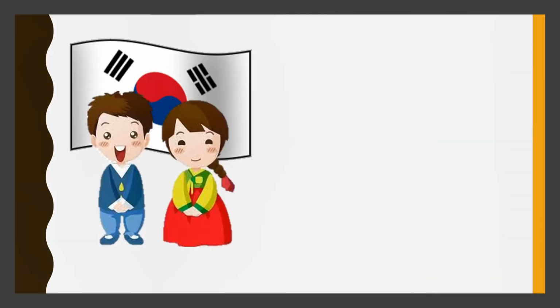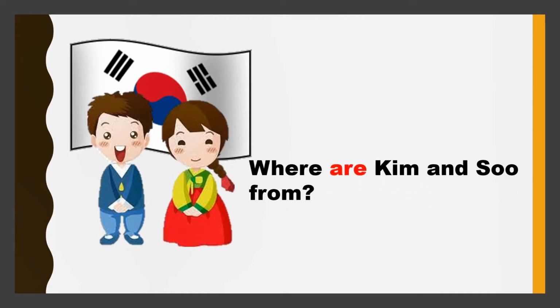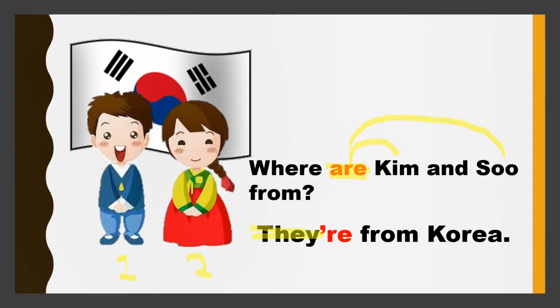Alright. Next example. Where are Kim and Sue from? When you see the word are, it means there are more than one. One Kim, and then the other one, Sue, two. So there are two people here. For the answer you should use they. They're from Korea. Or you can also say they are from Korea. Okay? Now let's move on to the exercise.